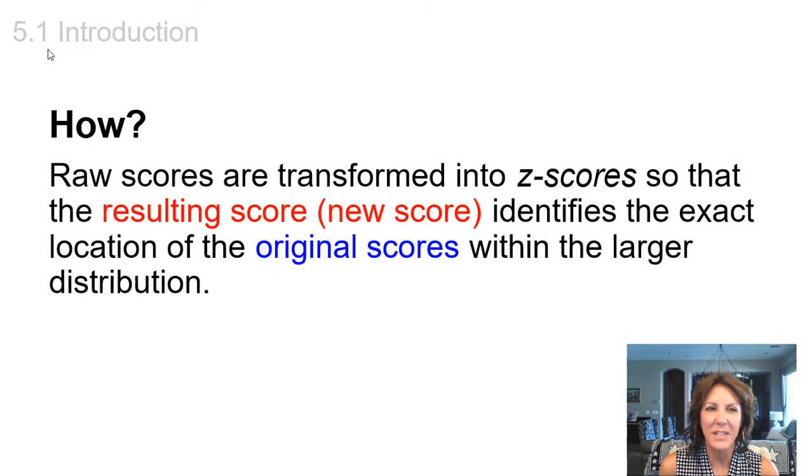So how do we do this? Raw scores are transformed into something called z-scores, so that the new score, the z-score, identifies the exact location of the original scores within their own larger distribution.